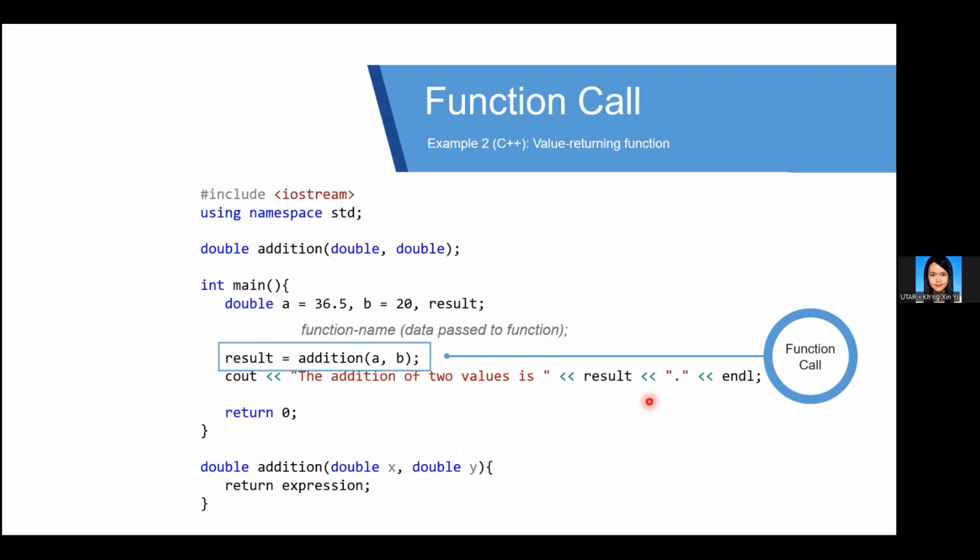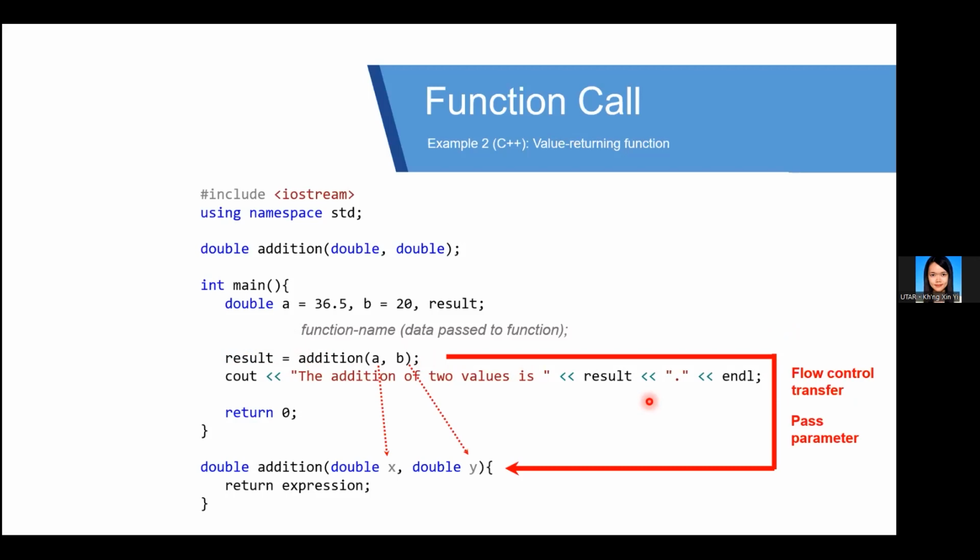Remember, when the function is being called, the control will pass from the function call here in the main function to the addition function. At the same time, it will pass down the two parameters, right? A and B will be passed down to this function. So this is fine, right? And then after that, the function will start performing its job. It will start to execute any statements inside this addition function. After that, once it's done, it will just pass the control back to the function caller in the main function.